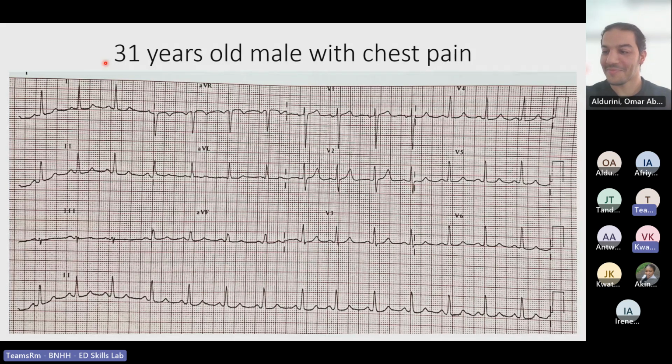So we have to do some calculation. I don't remember the formula, but you will usually pick 2 R waves and see how far they are from each other, and then you can divide 300 by the number of large squares in between them, or 1500 by the number of small squares. Oh, okay.